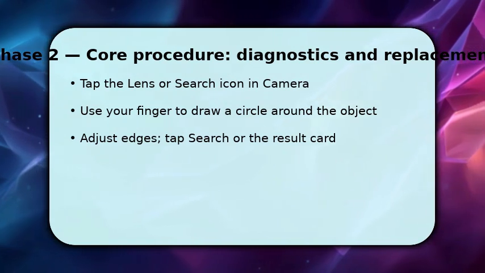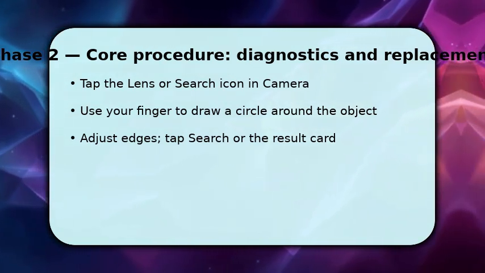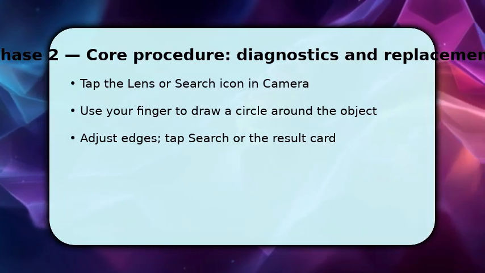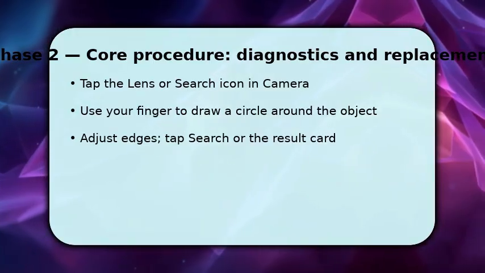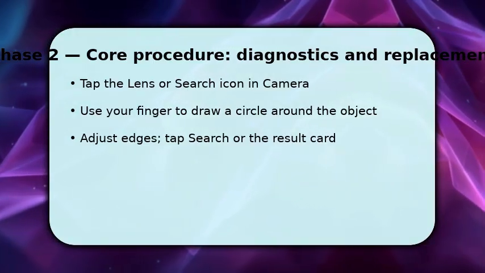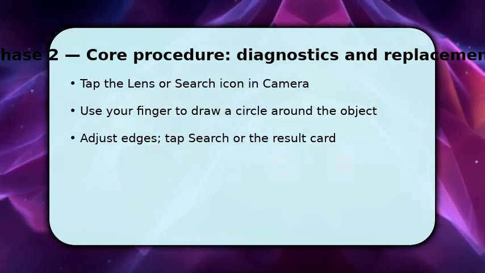You'll see a live analysis overlay. Now draw a circle with your finger around the object or text you want to identify. Make the circle tight enough to exclude background, and if needed, pinch to zoom so details are clearer. Once your selection looks right, lift your finger and tap search or the result card that appears.